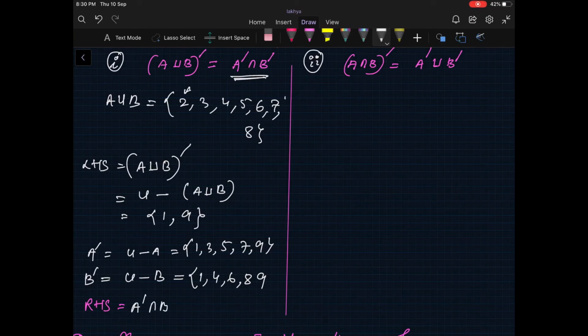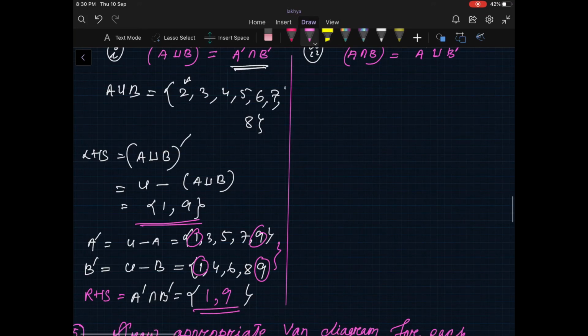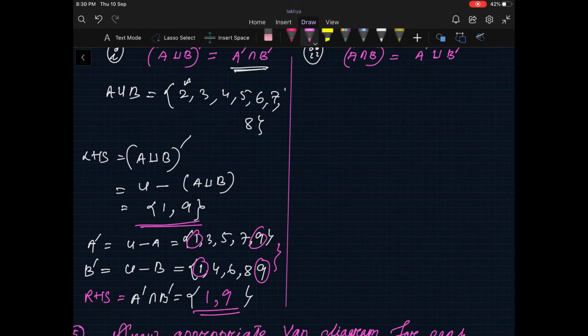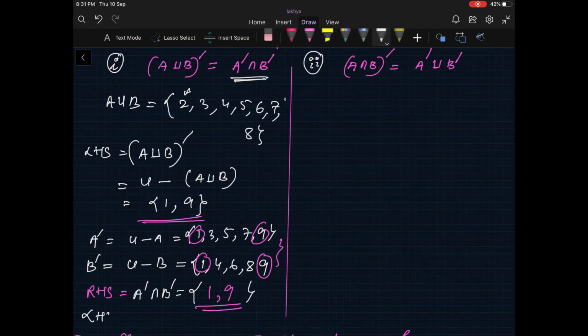So in the right hand side, what is there? A complement intersection B complement. It is a set containing the common elements in A complement and B complement. What are the common elements in these two sets? 1 and 9. Now you can see this is the left hand side and this is the right hand side, both are equal. So left hand side equals right hand side, hence verified.